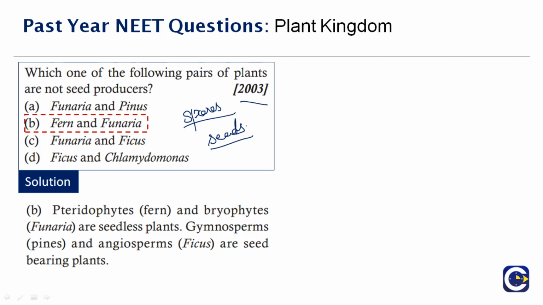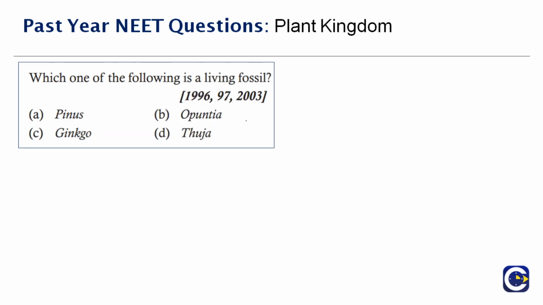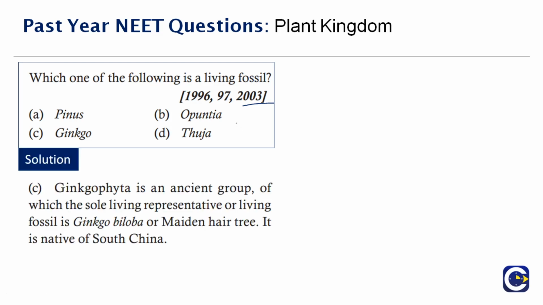So which one of the following pairs of plants are not seed producers? It is fern and Funaria. Option B is the answer. Now let's move to the next question here. This question is a repeated question for 1996, 97 and again asked in the year 2003. Which one of the following is a living fossil? I think all of you by now would have guessed the answer. Yes, the correct answer is ginkgo.